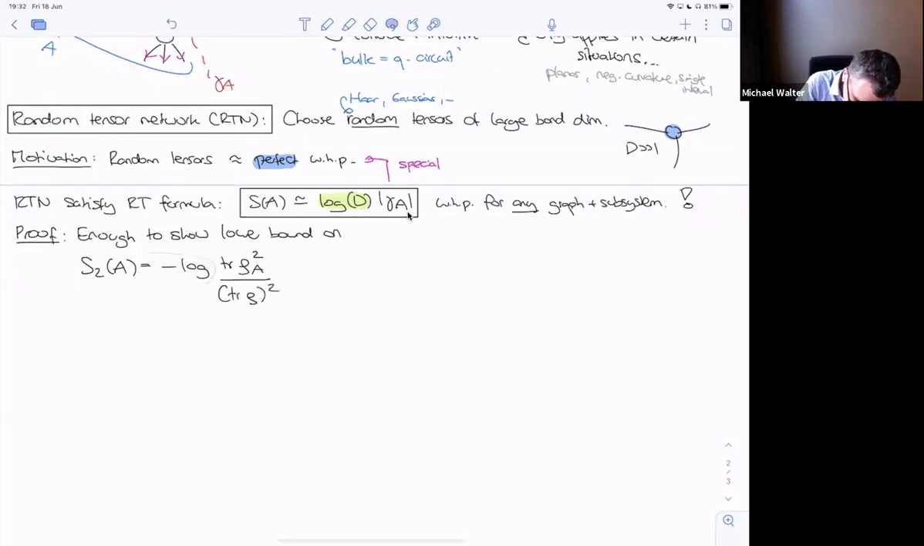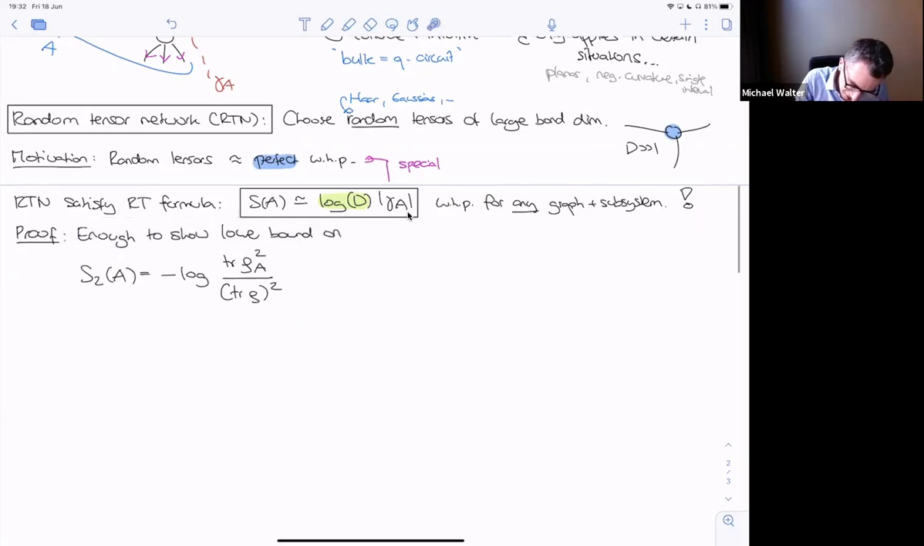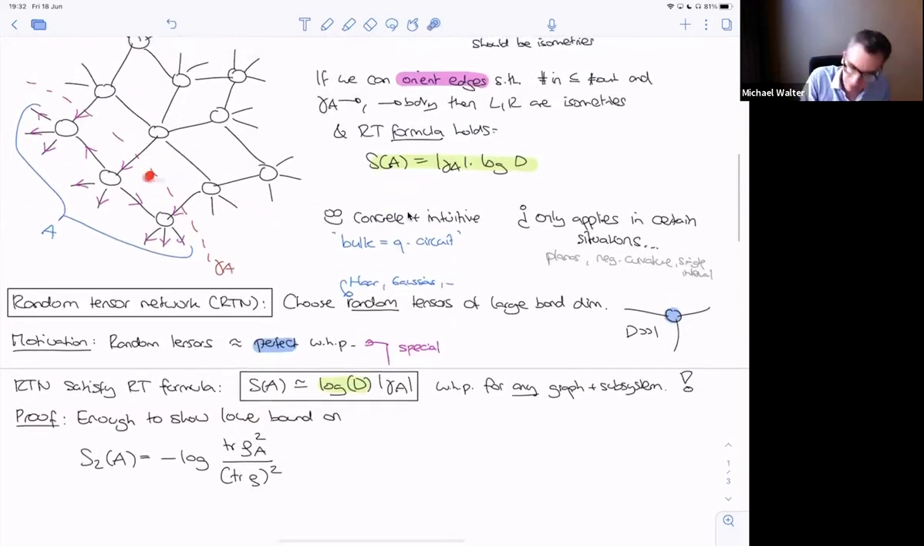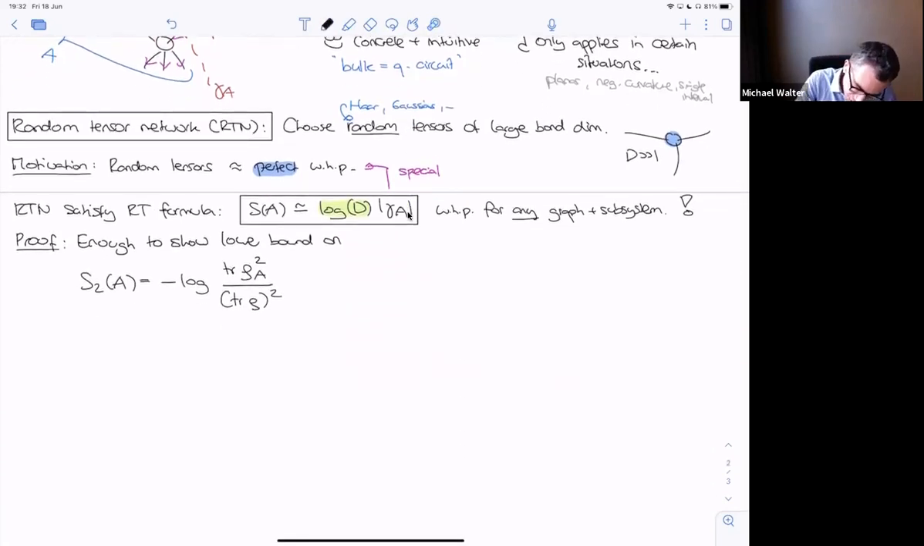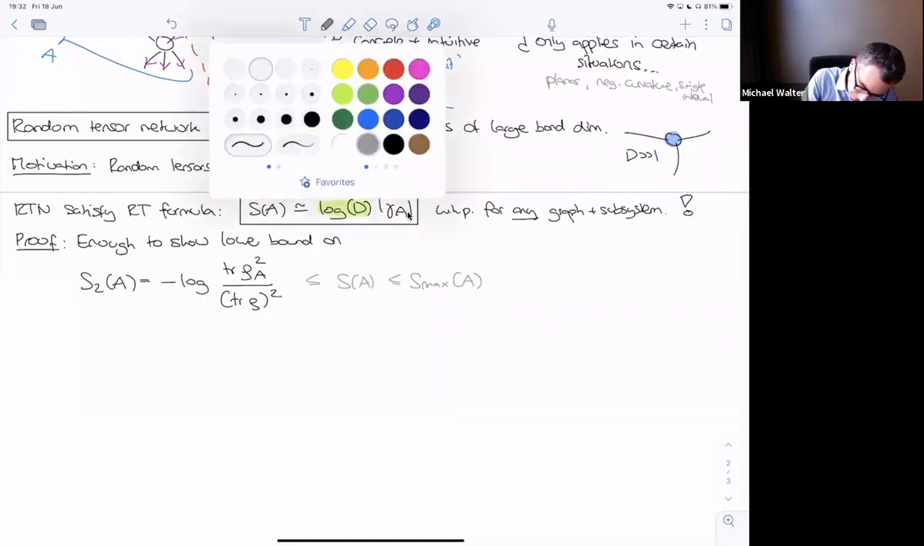We didn't write this before because we usually always deal with normalized quantum states. But if I take these tensors at random and I contract them, then in general the norm will shrink, so I want to be slightly precise about this. And the point why this is good enough is that the Rényi 2 entropy is always less than or equal to the von Neumann entropy, which is always less than or equal to the max entropy, and the max entropy satisfies this upper bound. Okay, cool.